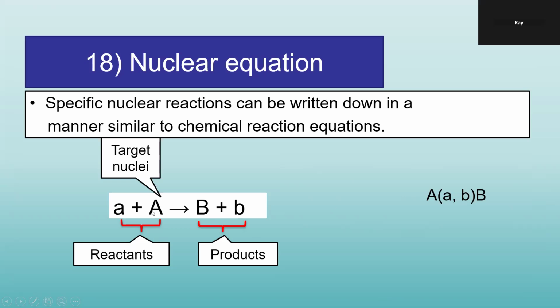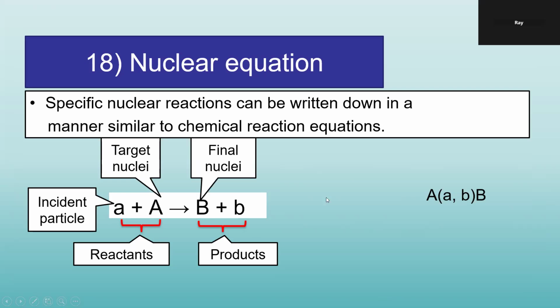A is the target nucleus. This one is the incident particle, the alpha or proton that we send to the nucleus. And this is the final nuclide, the product that's produced. And this is given out, the emitted particle. This is the incident particle, and this is the emitted particle.